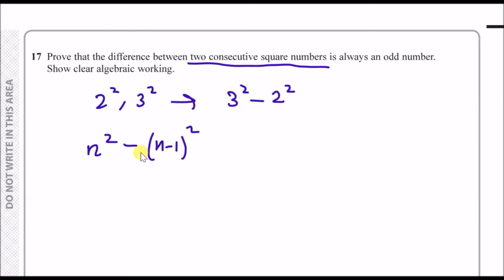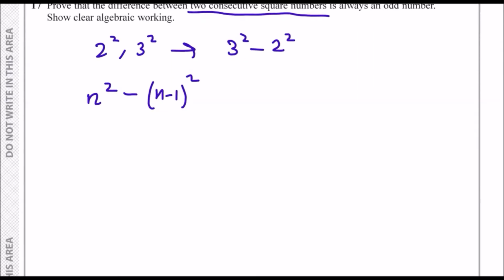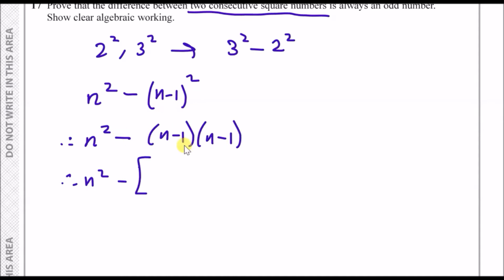And all you have to do now, guys, is literally expand this and then just simplify it. So expanding this carefully, we're going to now have n squared minus, so (n minus 1) squared, that's just literally (n minus 1) times (n minus 1). So over here, you're going to multiply this out carefully. You got n times n. So what I'll do, I'll just put a little bracket here, guys, because you got a negative before it.